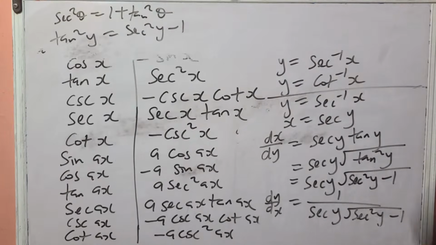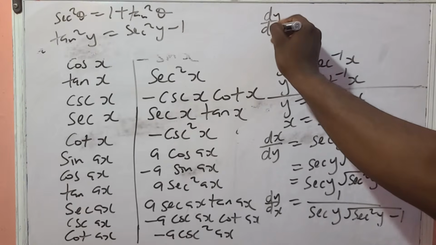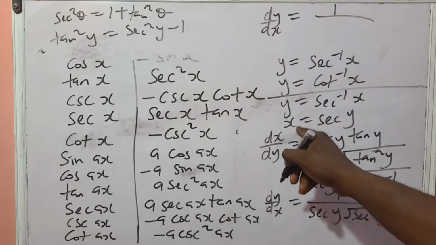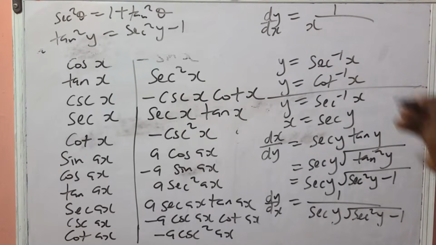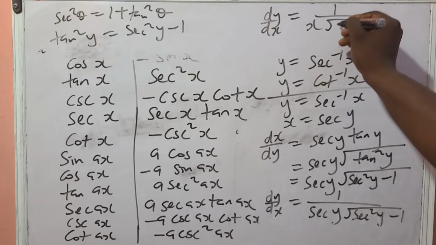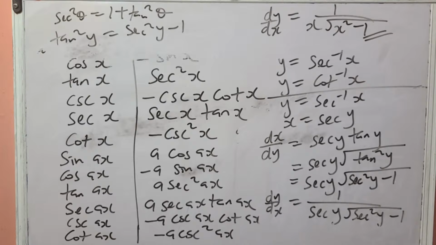But if you need to put it in this x form, of course, dy over dx will be equal to 1 over, your sec y was your x, so that will be x, then the square root of sec squared y. If x was sec y, that means x squared will be sec squared y. This will be x squared minus 1. How many of you got this? How many people got this answer?